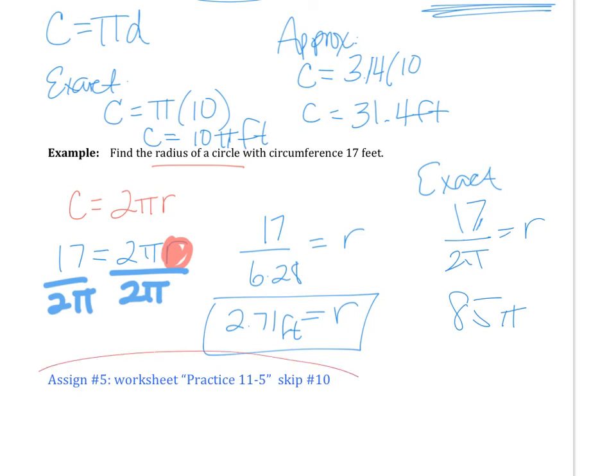Alright, your first homework then for this section is a worksheet, for assignment number 5, worksheet 11.5.